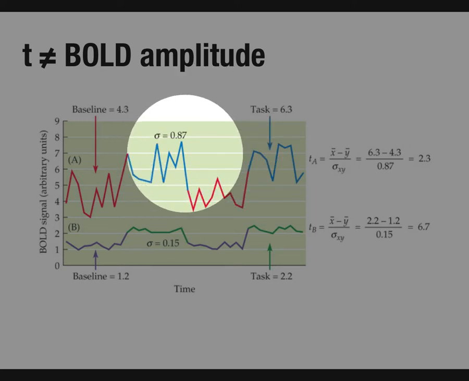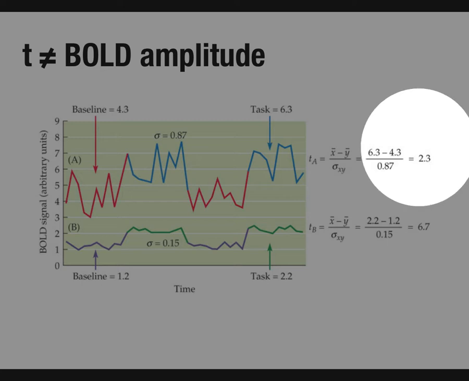And then the variance is 0.87. And so our t-value there ends up being 2.3. You don't have to worry about solving the math. It's done for you. So that's our t-value.